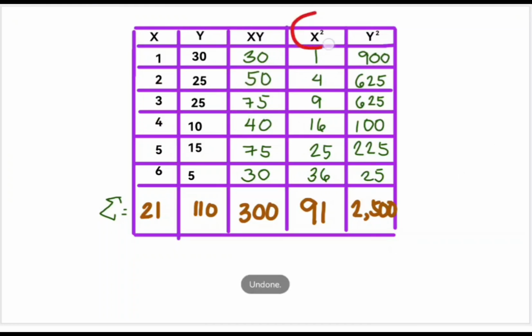Now, for the X squared, you're going to find the value for X over here. Since it's squared, all you have to do is multiply by itself. For example, we have 1. Multiply by itself, 1 times 1 is equal to 1. 2 squared is equal to 4. 3 squared is equal to 9. 4 squared is equal to 16.